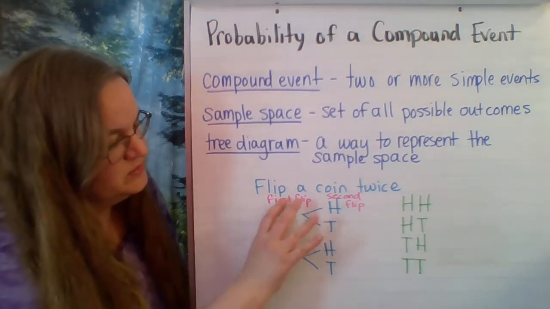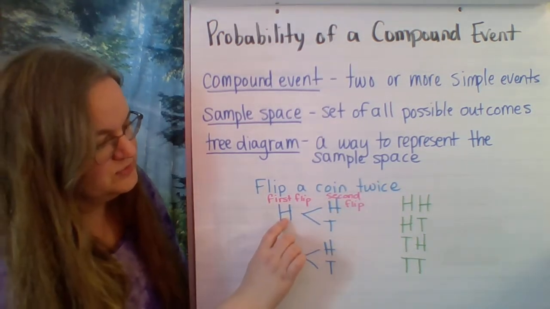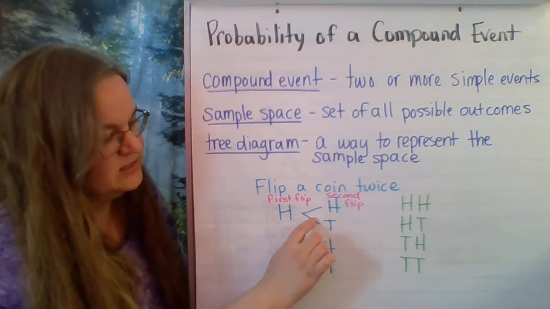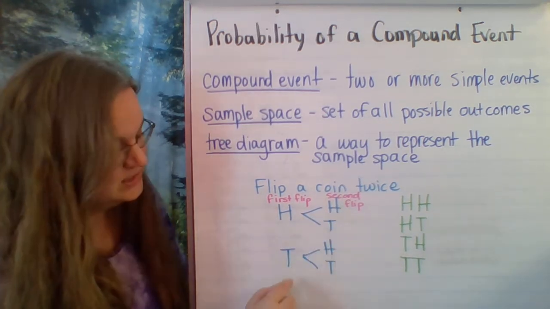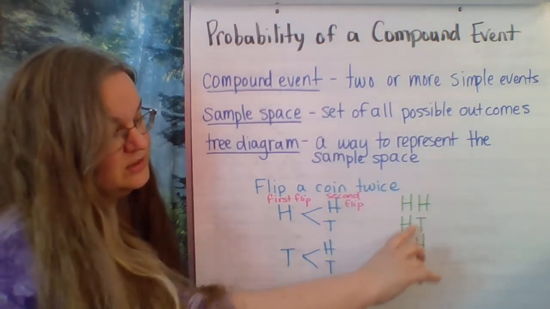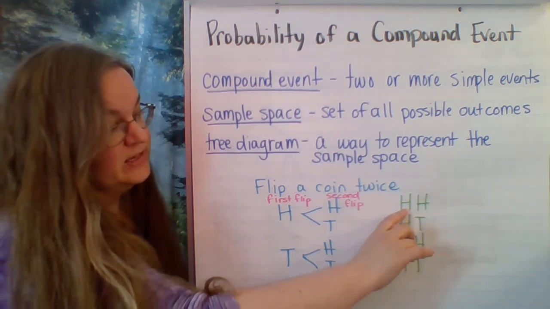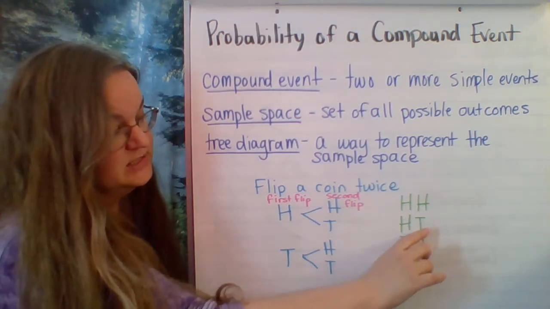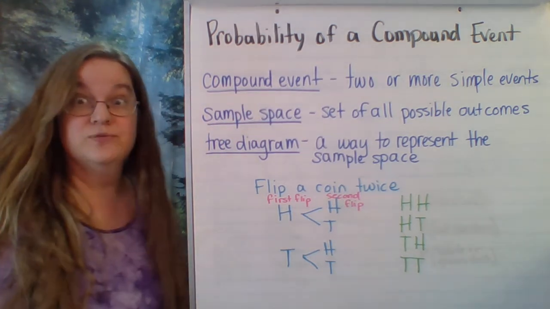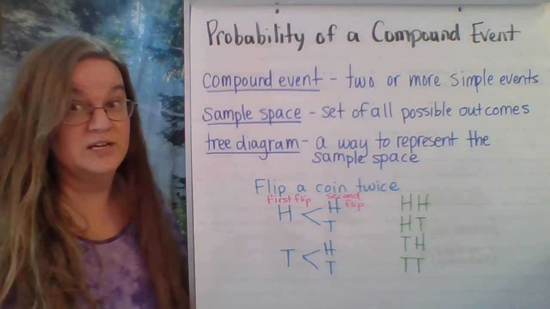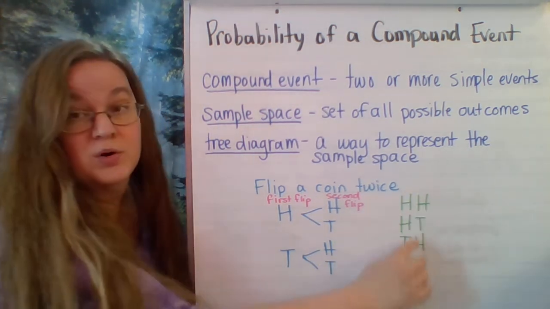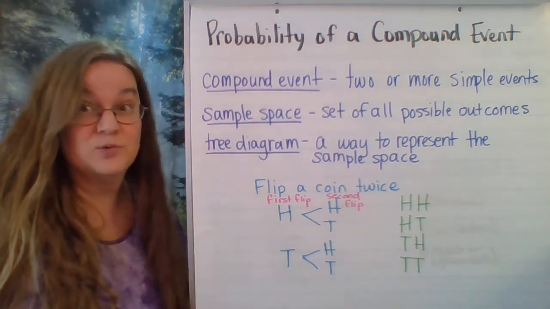So in this simple example, if I flip a coin twice, the first flip, I can get heads or tails. And if I get heads the first time, on the second flip, I can still get heads or tails. Or if I get tails the first time, I can still get heads or tails. So all the possibilities are getting heads twice, a heads and then tails, a tails and then heads, or a tails and then tails. So if I wanted to figure out the probability of getting tails twice, it's 1 out of the 4 possible outcomes, so it has a 1 out of 4 chance.